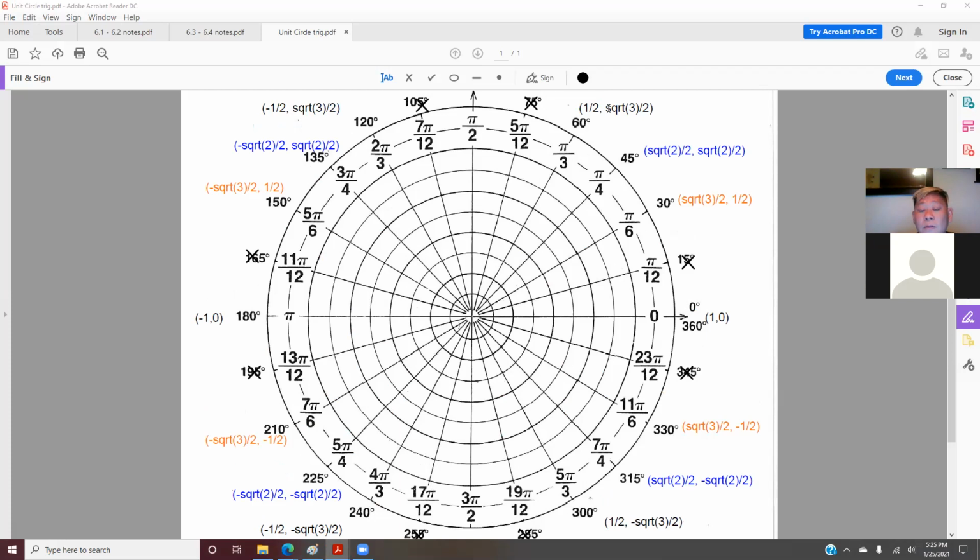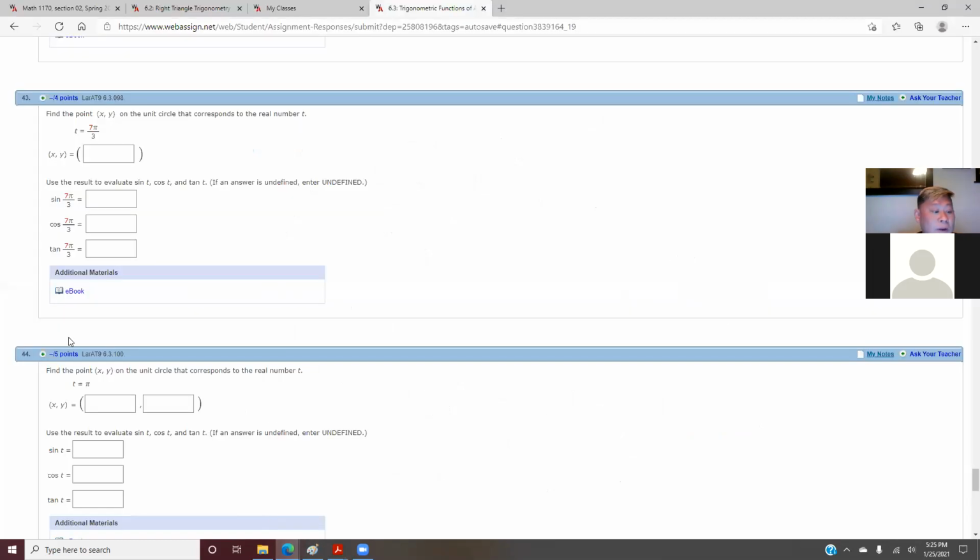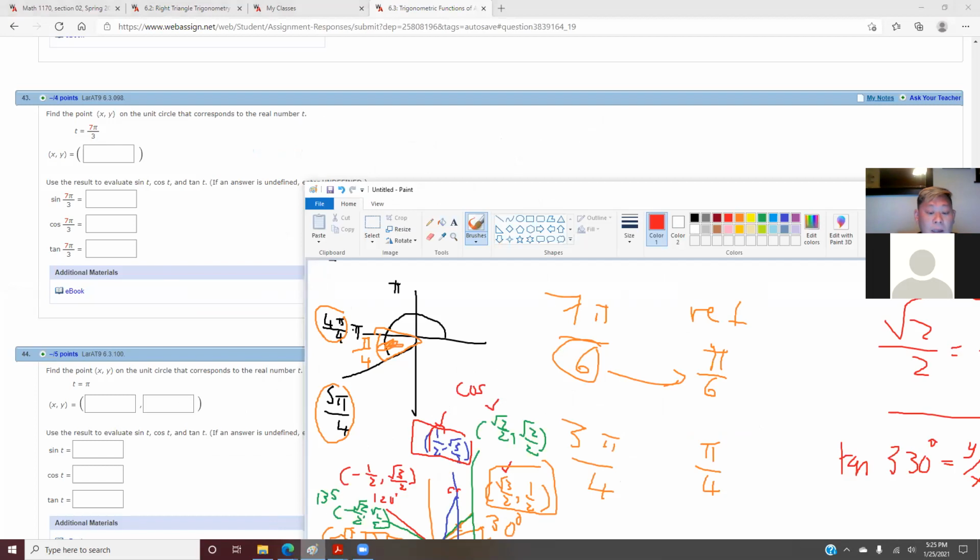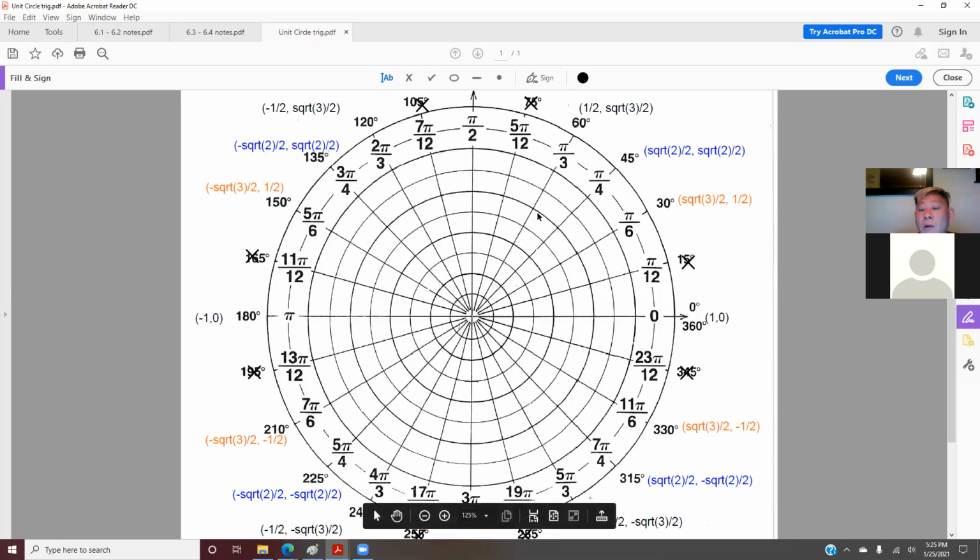Wait, 7 pi over 3, what is that exactly? It's the radian measurement, because you figure out where 7 pi over 3 is, right? If you look at this circle, you don't have 7 pi over 3. So what you do is this is pi over 3, 60 degrees. Then this is 2 pi over 3, 60 plus 60, 120.